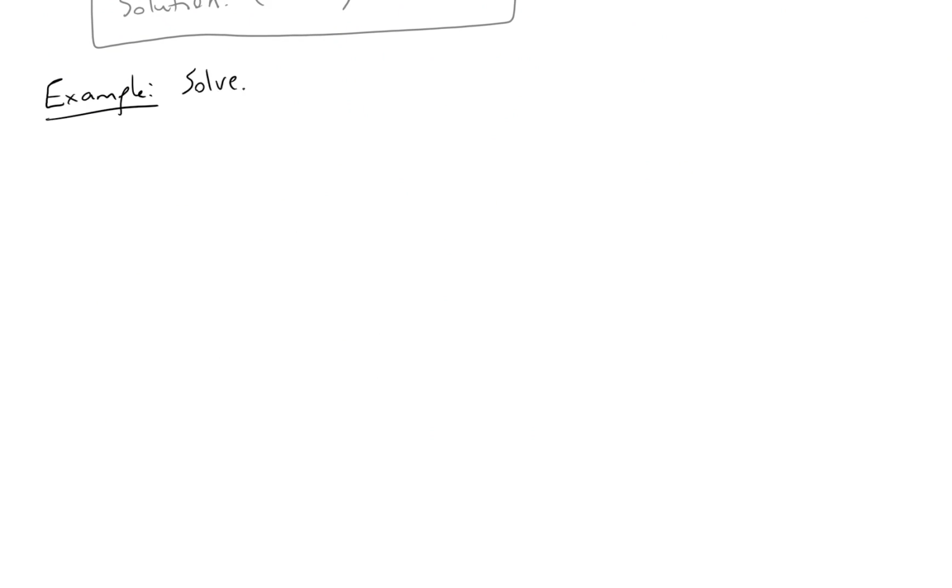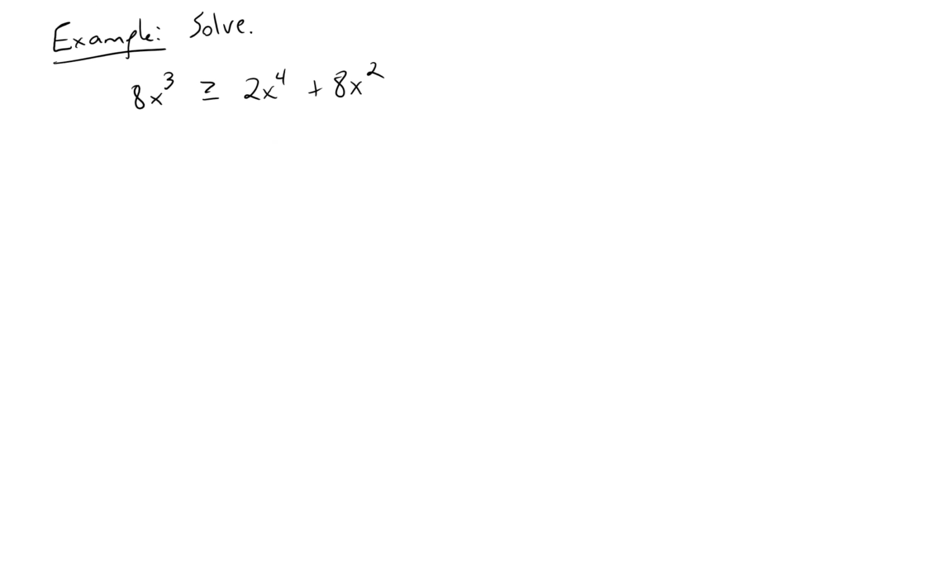Again, we want to solve. And this time we want to solve the inequality 8x cubed is greater than or equal to 2x to the fourth plus 8x squared. So this one's a little different than the last problem. What's really useful here is to have 0 on one side and factor the other side. That will help us get our zeros and multiplicities to create our number line chart.